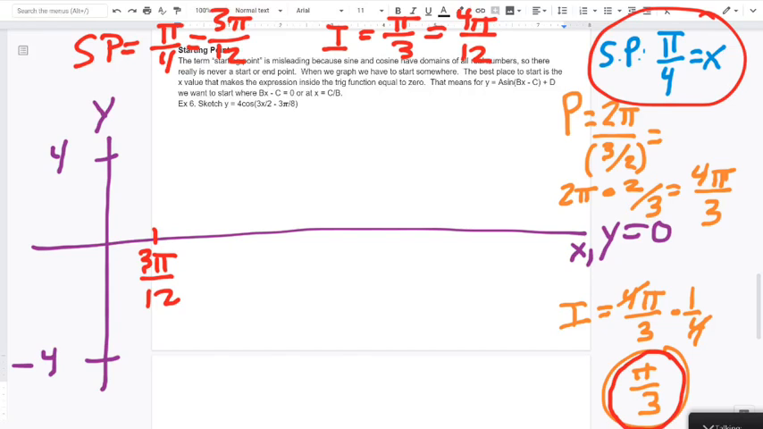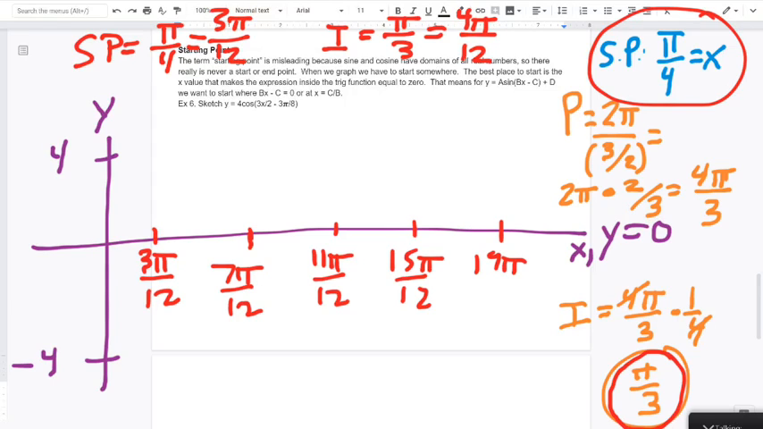The reason why I got a common denominator is it makes it a whole lot easier to add these. So 3 pi over 12 plus 4 pi over 12 is going to be 7 pi over 12. Then add 4 pi over 12 again. So that's going to be 11 pi over 12. Add 4 pi over 12 to that. So that's going to be 15 pi over 12. We need one more point to make 4 intervals. So that'll be 19 pi over 12. So now we got our 5 points.